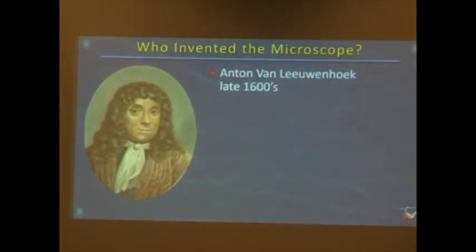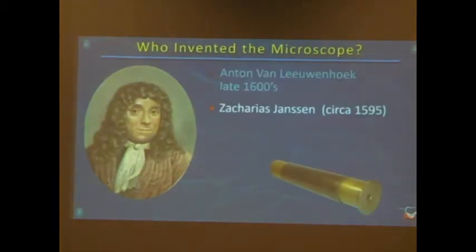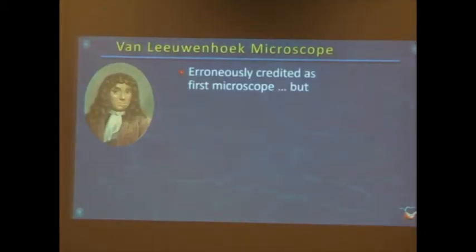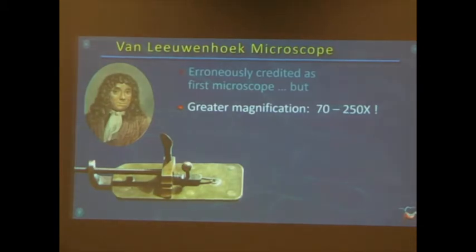Who invented the microscope? A little bit of trivia for you. Leeuwenhoek. Everybody says that. It turns out that's wrong. I was surprised to find that myself. Everybody credits this guy, but it turns out it's a guy called Zacharias Janssen almost a century earlier. The reason Leeuwenhoek gets all the credit is he had a much more powerful instrument. Janssen's microscope could only magnify about 3 to 9 times, which isn't that much, but old Van Leeuwenhoek's microscope could magnify up to 250 times.